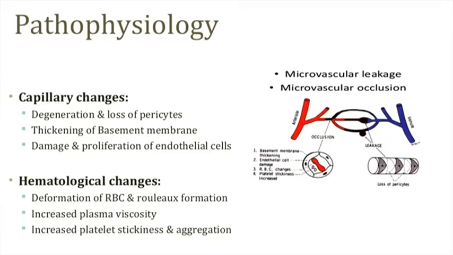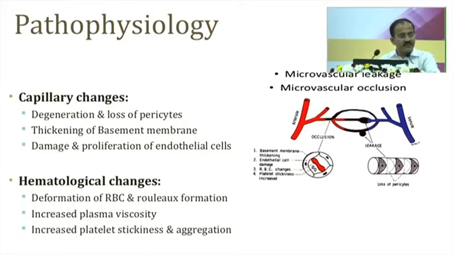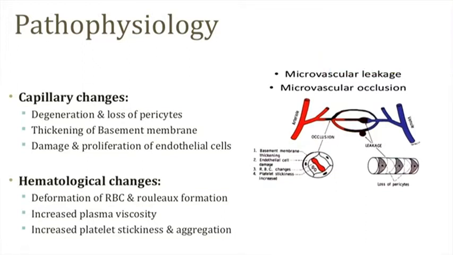What happens to capillaries? If you go back to your histology in second MB level, you know the capillaries have 3 layers: outermost pericytes, then the basement membrane and the endothelium. In diabetes, all these 3 layers are affected. The pericytes degenerate and are finally lost, the basement membrane becomes thicker, and the endothelium proliferates, and some of the endothelial cells will die. This initiates leakage of fluid from the capillaries. In addition, the blood itself changes. The red blood cells become deformed, rouleaux formation increases, plasma viscosity increases, and platelet stickiness and aggregation increase. Combined, finally the capillaries become occluded.